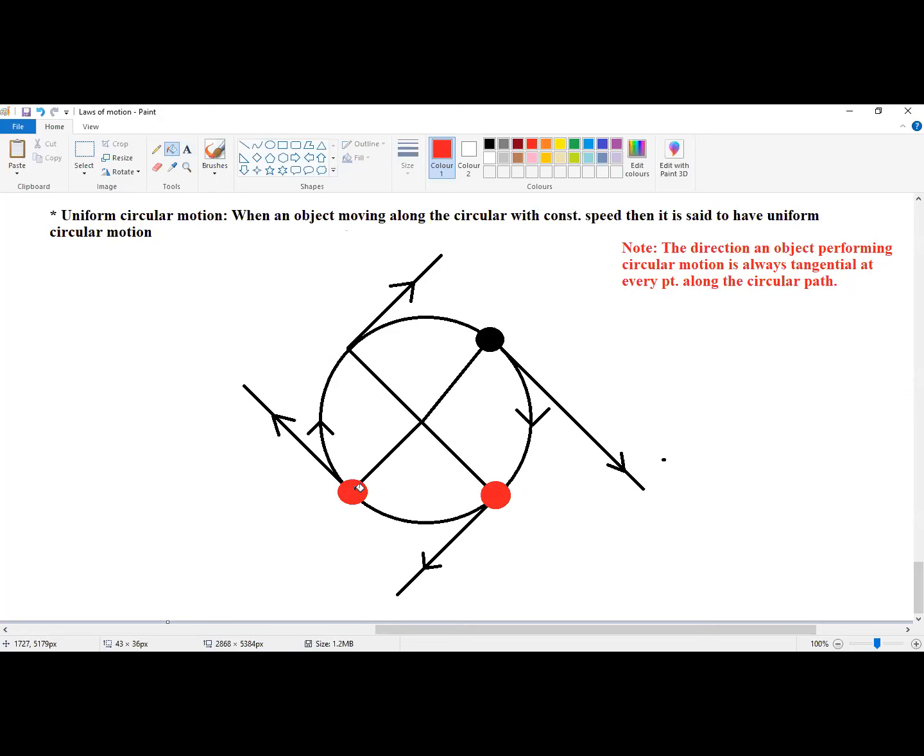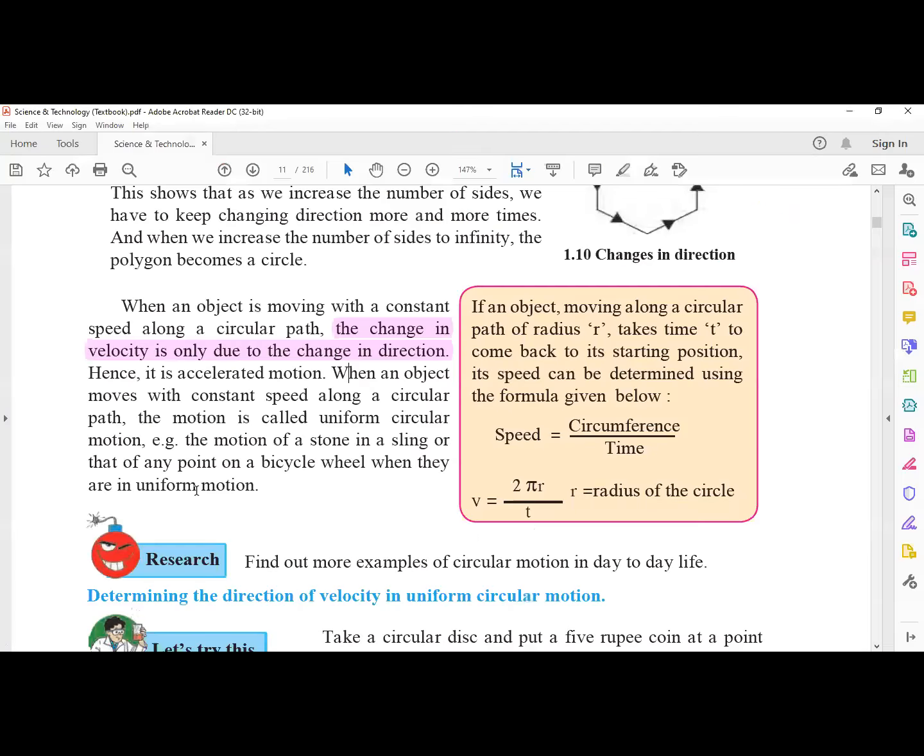Along that direction it will move. Okay, getting my point? Yes, sir. All right. Okay, so now let's move further. Let's see what is the next point.